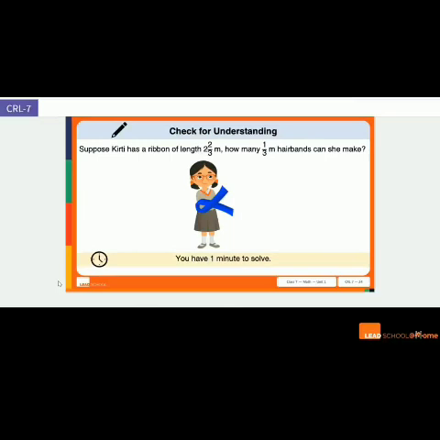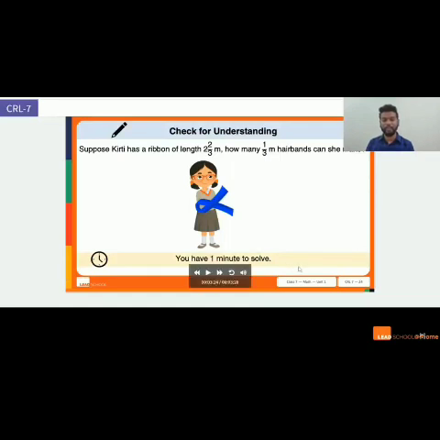1 minute done, 30 more seconds to go. Whenever you see a division symbol, make sure you're converting it into a multiplication symbol, but replacing that fraction with a reciprocal. Ten, 9, 8, 7, 6, 5, 4, 3, 2, and 1.